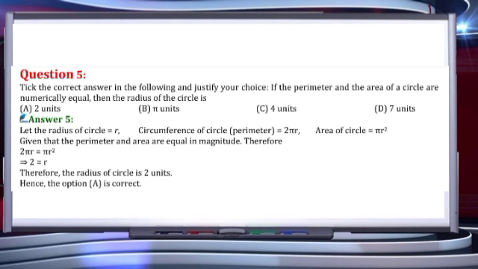So that's all for today, students. Do your question number 3 as homework today, and tomorrow we'll be starting with Exercise 12.2.